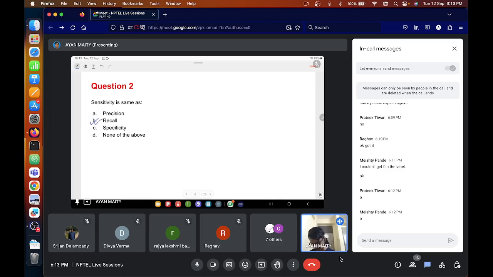The correct answer is recall. Recall is same as sensitivity, and formula for recall is true positive divided by true positive plus false negative, and this is same as sensitivity. So sensitivity and recall are same.